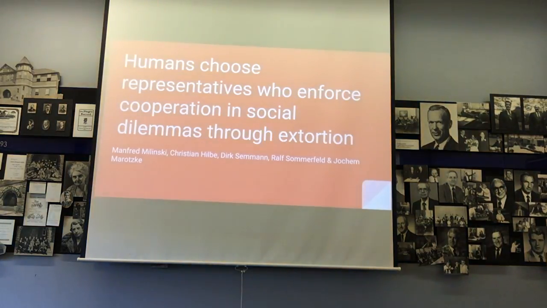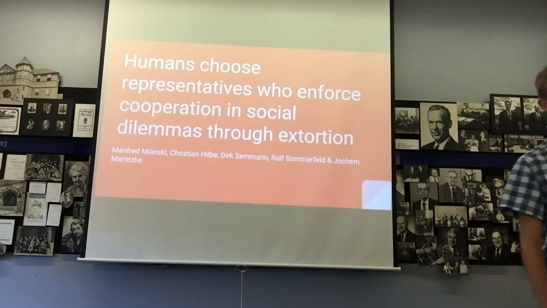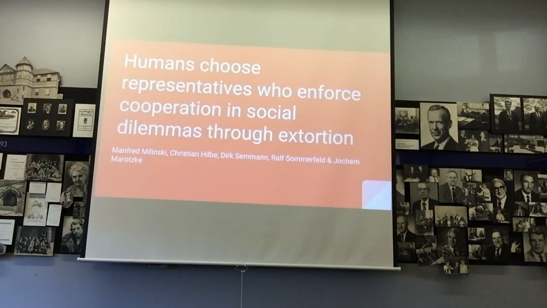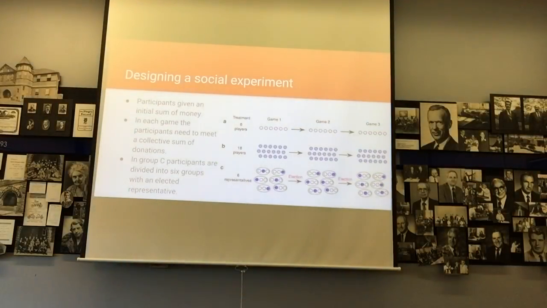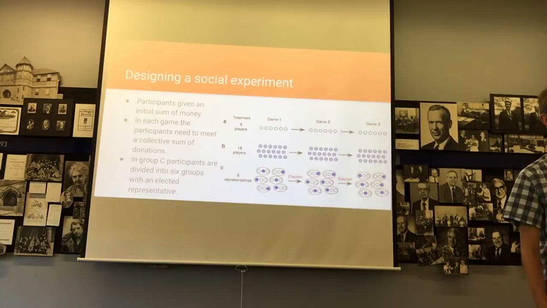Okay. So my second paper is humans chose representatives who would force social cooperation in social dilemmas through extortion, or humans prefer selfish people to represent them in social dilemmas. So this is, again, kind of a modified version of the prisoner's dilemma. This is modified more so to create a sort of gradient between the decisions.